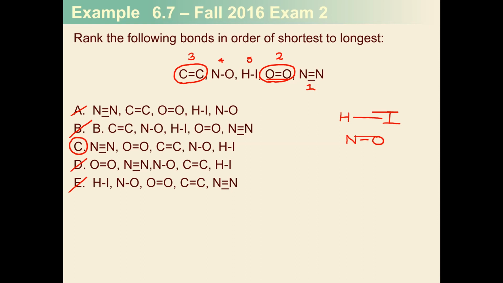So when using bond length, we first want to look at what the bond order is. That means, is it single? Is it double? Is it triple? And then if I have multiples of those bonds, I need to look at the atomic radii using the periodic trend that we discussed back in chapter 4.